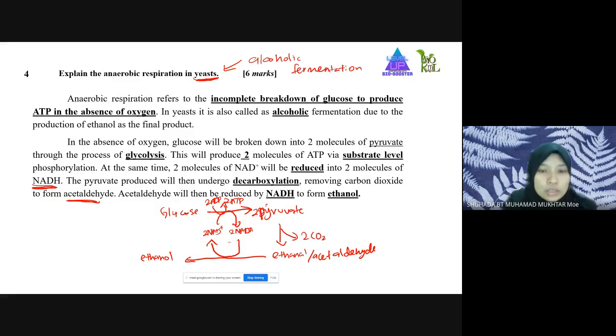Glucose undergo glycolysis forming 2 ATP by substrate level phosphorylation and also 2 NADH is produced by oxidation process. And then the 2 pyruvate undergo decarboxylation forming ethanol or acetaldehyde and CO2 is released. And then lastly, ethanol or acetaldehyde undergo reduction, or reduced by NADH, forming ethanol. Okay, that is the full process.